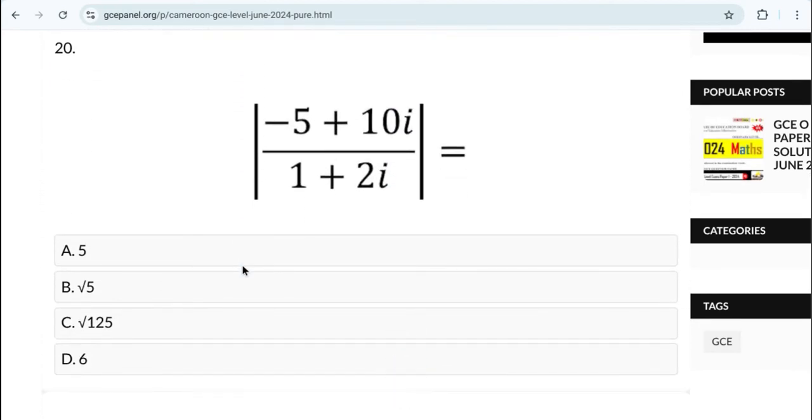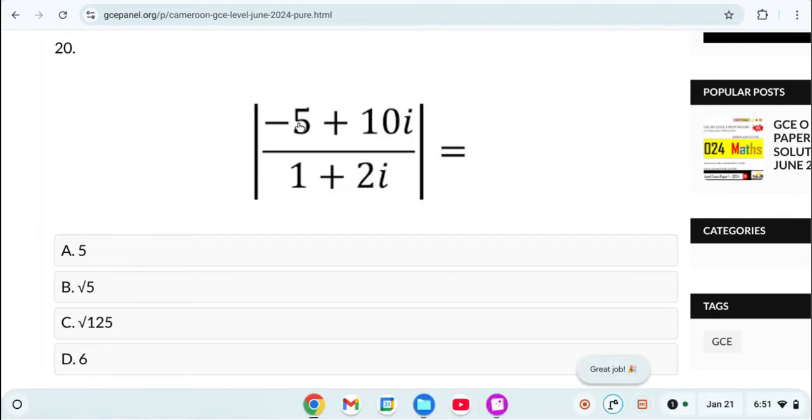Question 20. So what's the value of this? You don't really need to solve this one, because just by looking at it, you'll see that the absolute value of the numerator is 5 times the absolute value of the denominator. Can you see that?